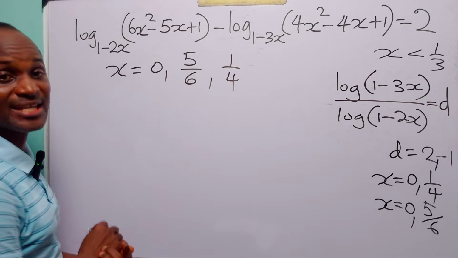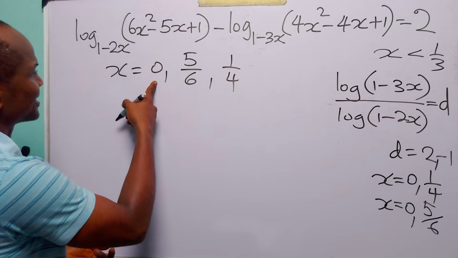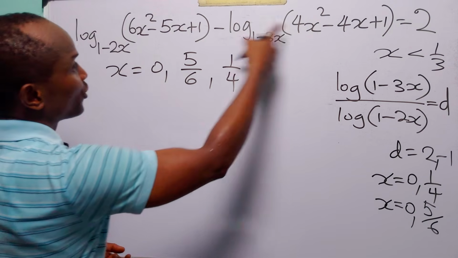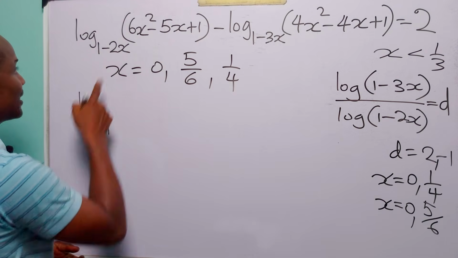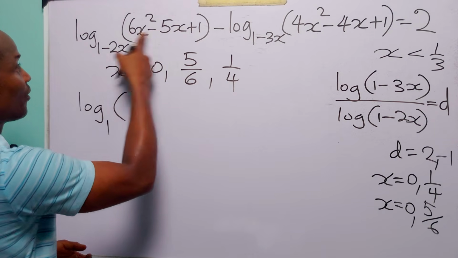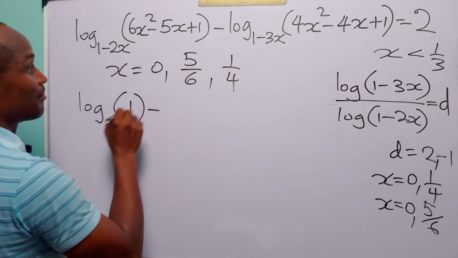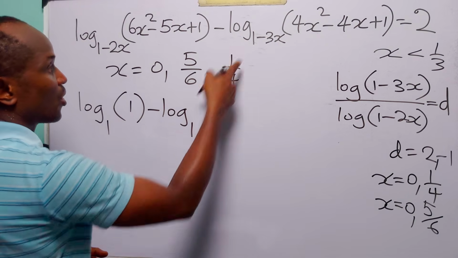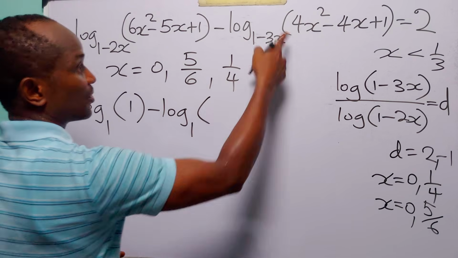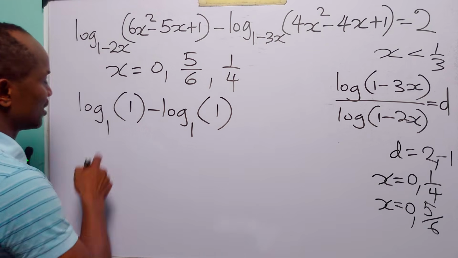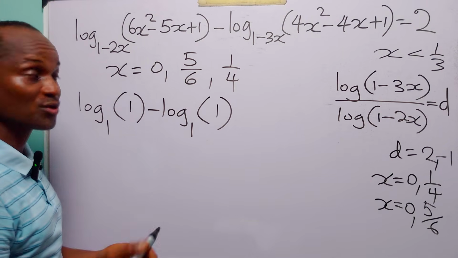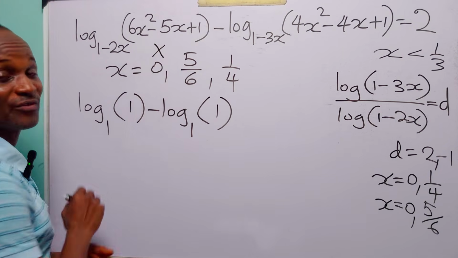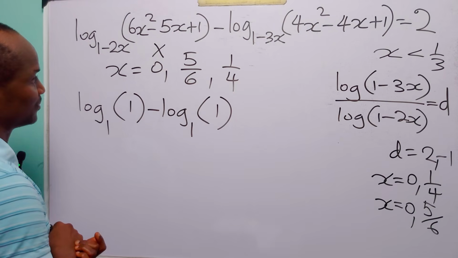Now, let us look at these three values of x. When x is equal to 0, in the original equation, we have log to base 1 minus 0 of 1 minus log to base 1 minus 0 of 1. But of course, you know that the base of a logarithm cannot be equal to 1. So that means that this value of x is unacceptable.